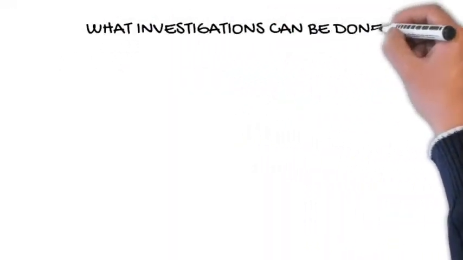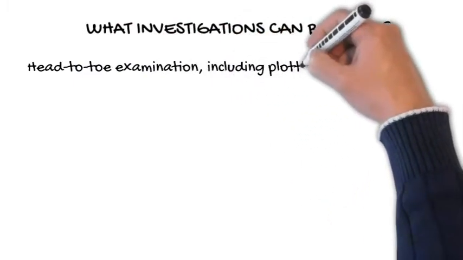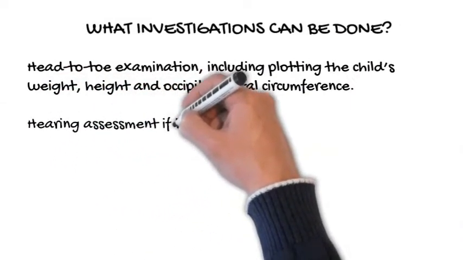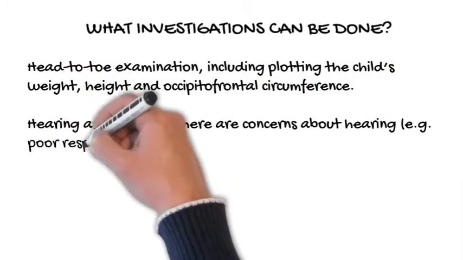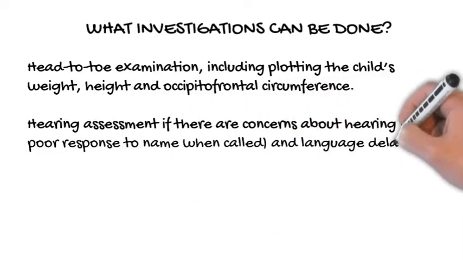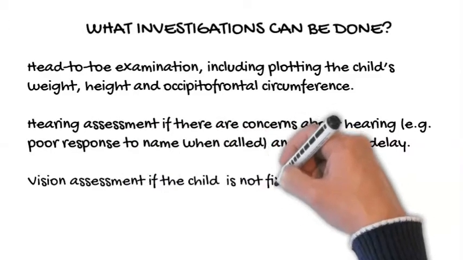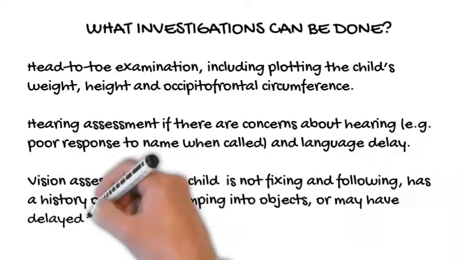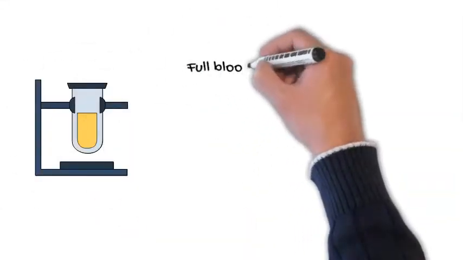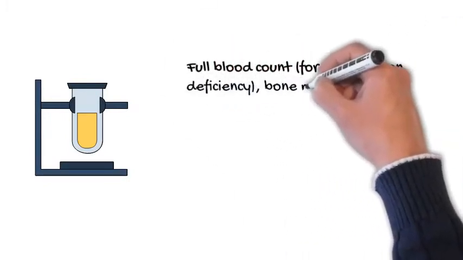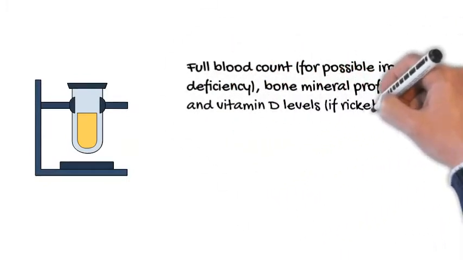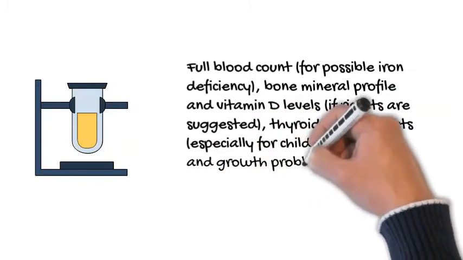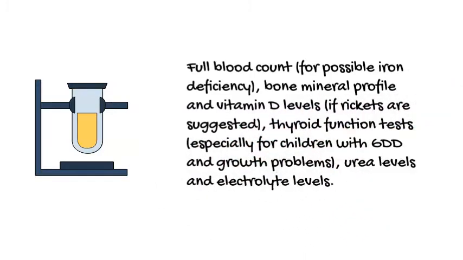What investigations can be done? Head-to-toe examination, including plotting the child's weight, height and occipitofrontal circumference. Hearing assessment if there are concerns about hearing, for example poor response to name when called, and language delay. Vision assessment if the child is not fixing and following, has a history of frequent bumping into objects, or may have delayed fine motor skills. Full blood count, for possible iron deficiency, bone mineral profile and vitamin D levels, if rickets are suggested, thyroid function tests, especially for children with GDD and growth problems, urea levels and electrolyte levels.